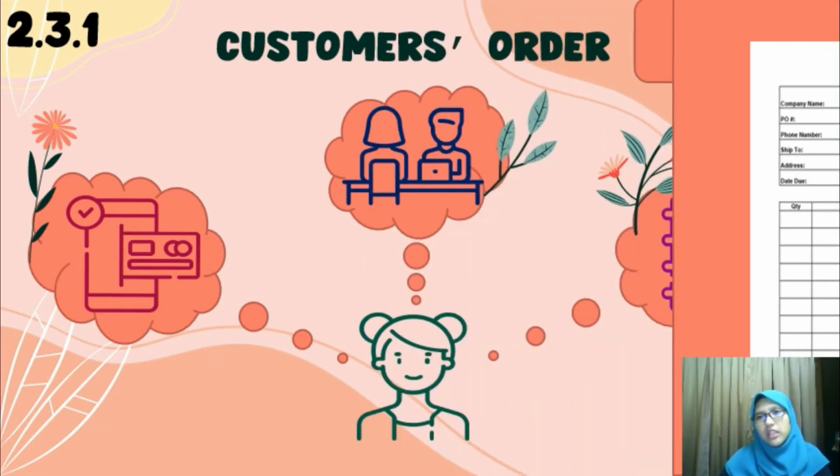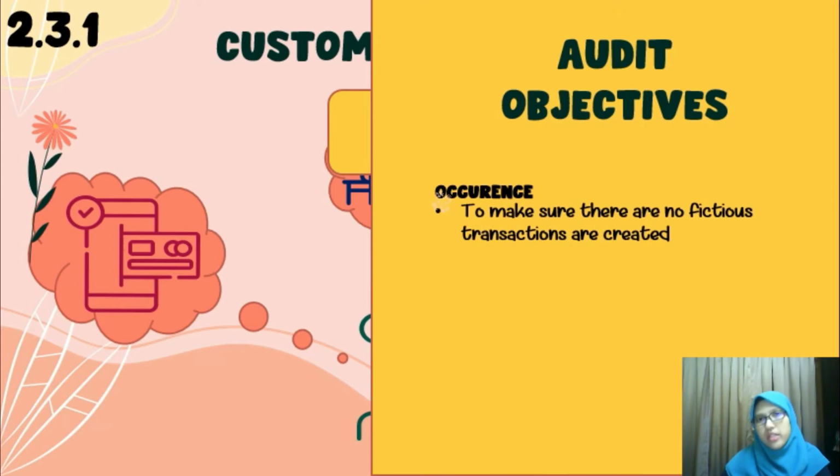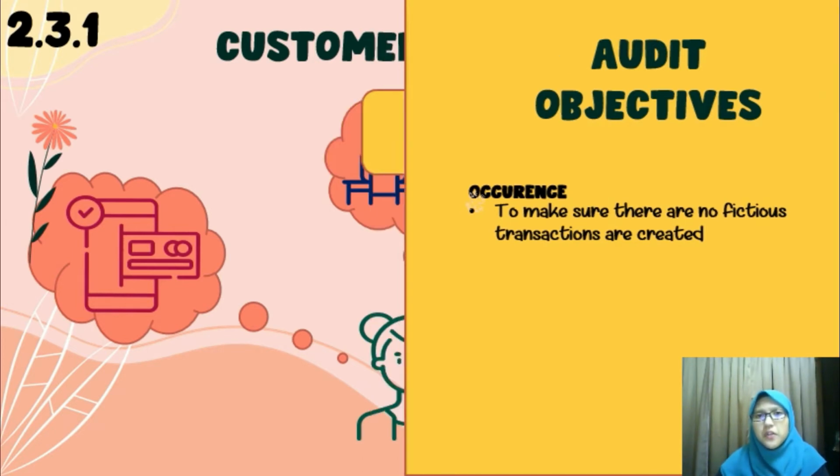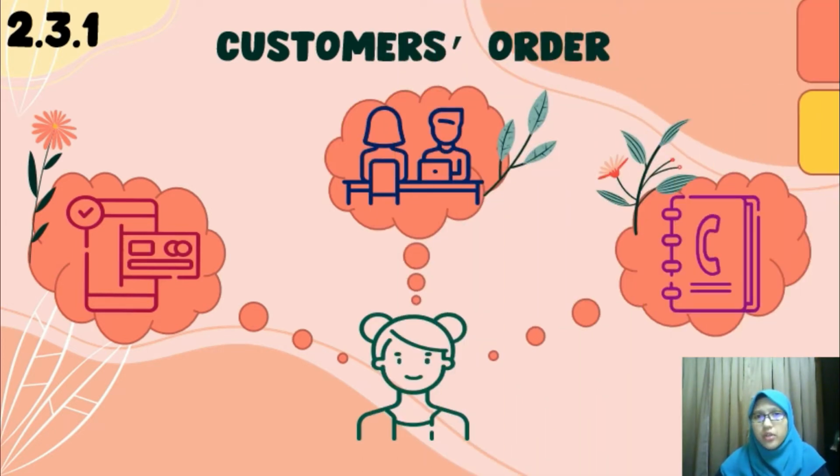Next, we talk about the audit objective. Okay, the audit objective is the occurrence. Okay, why? Because the sales order is actually the first trail of documentary evidence. So the authenticity of the sales order needs to be checked to make sure that no fictitious transactions are created.